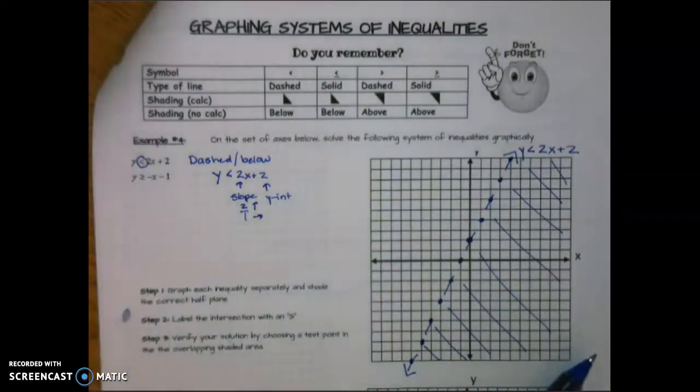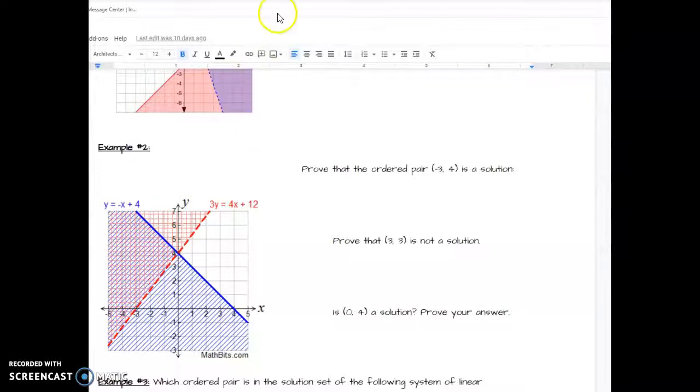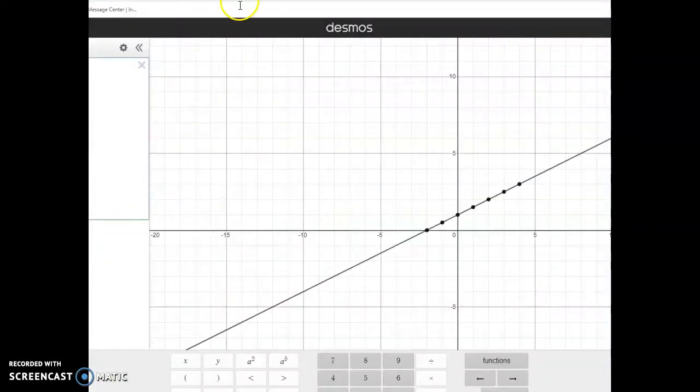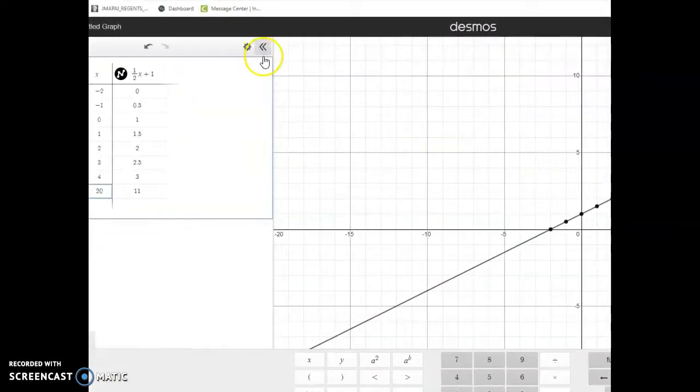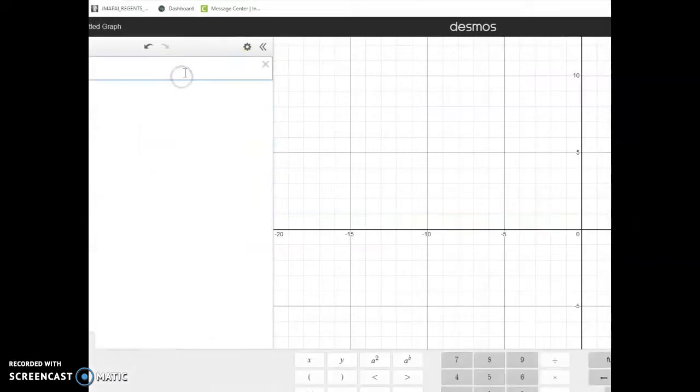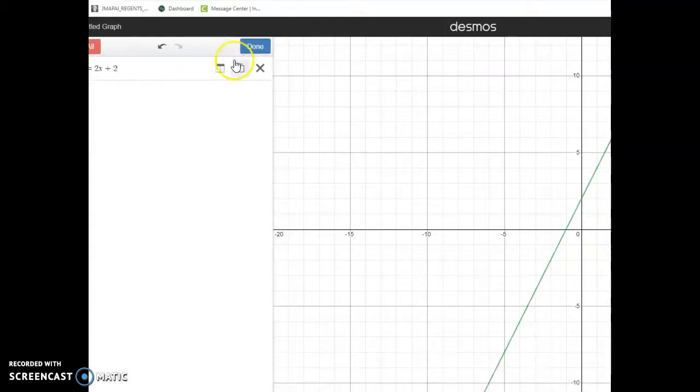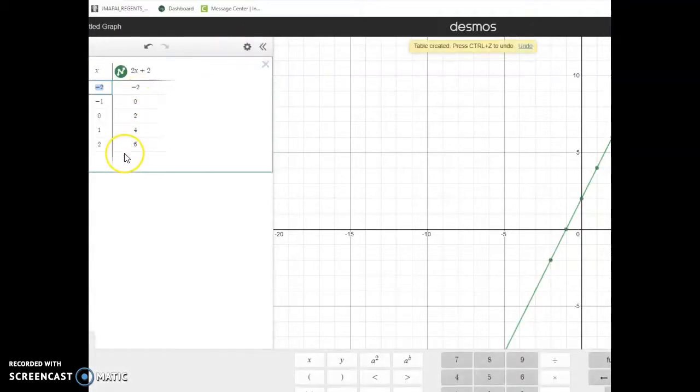Before I do the other one, if you would prefer to do your graph on Desmos, just a little review, if you go to desmos.com, you can type your equation y equals 2x plus 2, hit the gear, and then the table to get points to plot. So you could get your points that way.